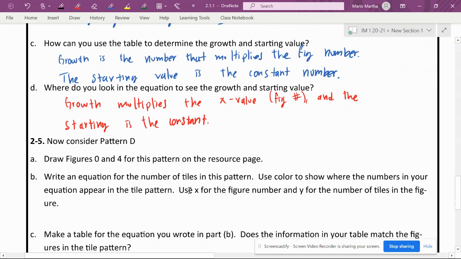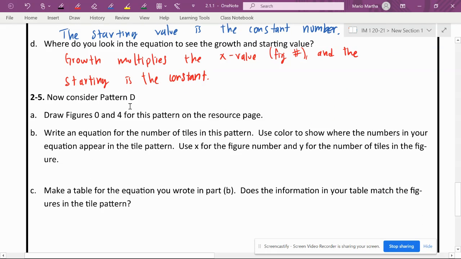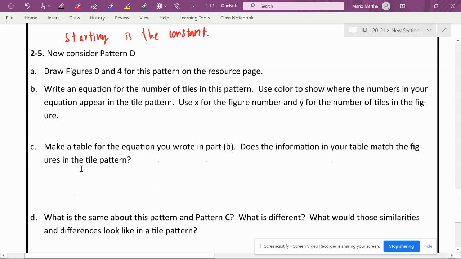So for question 2-5, now consider pattern D. Draw figures 0 and 4 for this pattern on the resource page. In this case, again, use a link so you guys can do it on your own paper. Write an equation for the number of tiles in this pattern. Use color to show where the numbers in your equation appear in the tile pattern. Use X for the number figure again, and Y for the number of tiles in the figure. And then we're going to make a table.